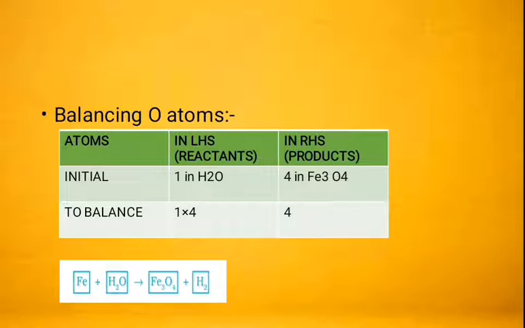Balancing O atoms, the initial number of O atoms in the reactants is 1, which is present in the compound H2O. The initial number of O atoms present in the products is 4 in Fe3O4. In order to balance, the reactant is multiplied by 4 so as to get an equal number of O atoms, that is 4 on each side of the chemical equation.